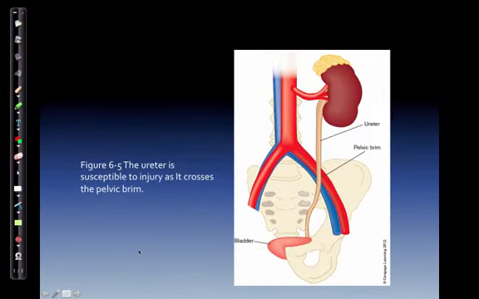Figure 6.5, the ureter is susceptible to injury as it crosses the pelvic rim, and any kind of pelvic fracture at all could provide damage to this ureter. Also the bladder as well.